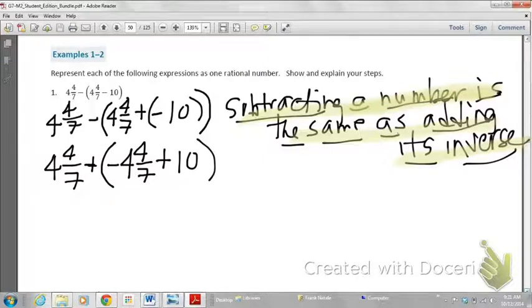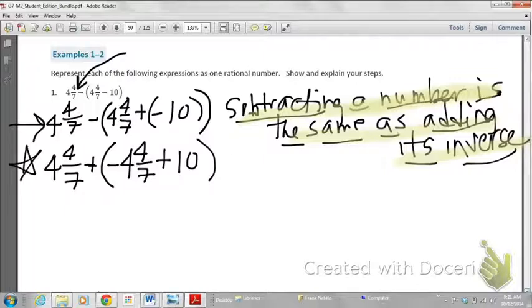Now, honestly, I could have started right here and totally avoided this first step, because I know that negative sign, as I told you before, just turns everything inside of a parentheses to its opposite. But we want to talk about properties and the reason why we do things.